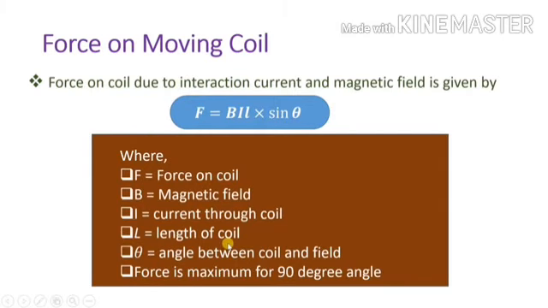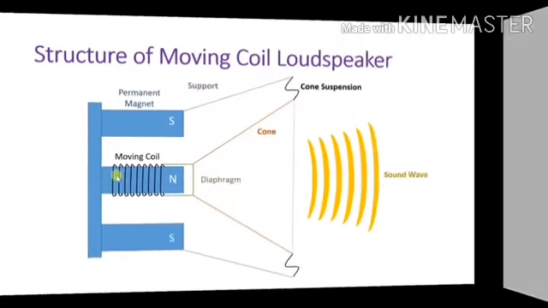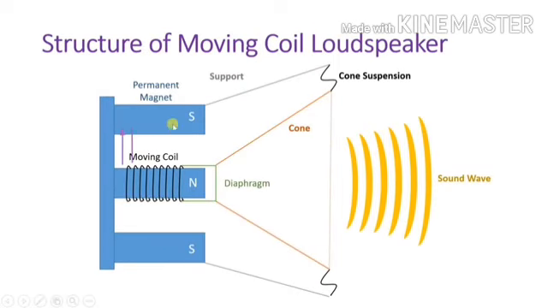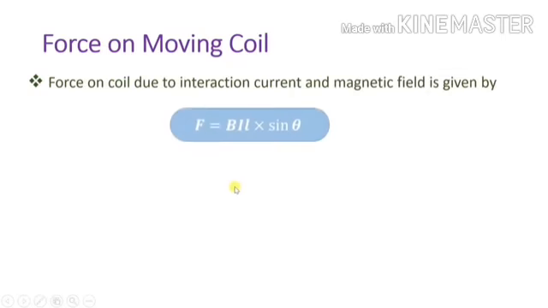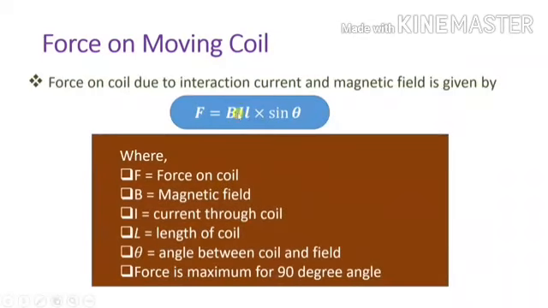Here you will observe the angle will always be 90 degrees. As you see, the magnetic field goes from north pole to south pole, and the coil direction is perpendicular to the magnetic field. So the angle between the magnetic field and the coil is 90 degrees, and as it is 90 degrees, the calculation will be BIL into sine theta, where theta is 90, so the force will be BIL. This much amount of force will act on this coil.